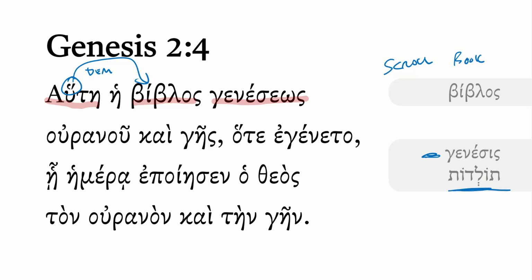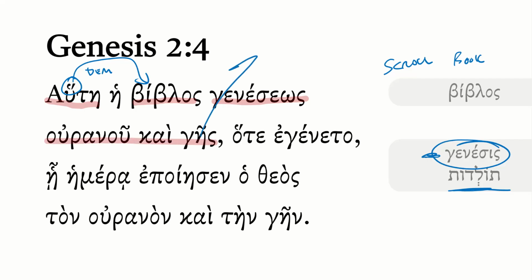Now, in Hebrew, if you studied this before, this is Toledot, and there's going to be a bunch of these in Genesis as a way to sort of frame the genealogies and the retellings of the history of God's people in Genesis. And so Genesis is used numerous times as we go throughout the book. This is the first occurrence. And it's the book of the Genesis, or the book of the origins, if you will, of Uranu Kai Ges.